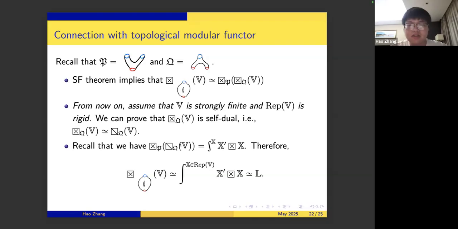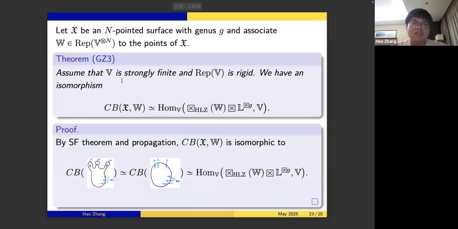And recall that we have this coend, and this coend is really similar to this fusion product. And if we have this equivalence, then our fusion product of the vacuum module V over some genus one torus is equivalent to the Lyubashenko coend. This is our result under the assumption of a strongly finite condition and a rigidity condition. And with the help of this equivalence, we can obtain another main result in this talk.